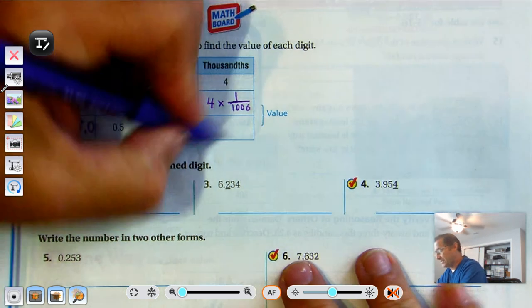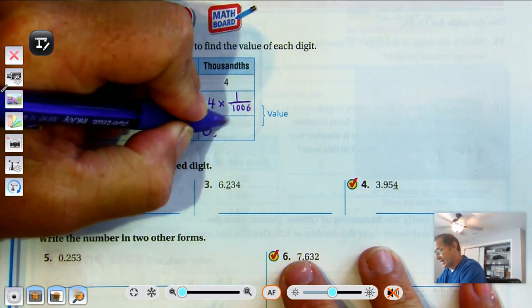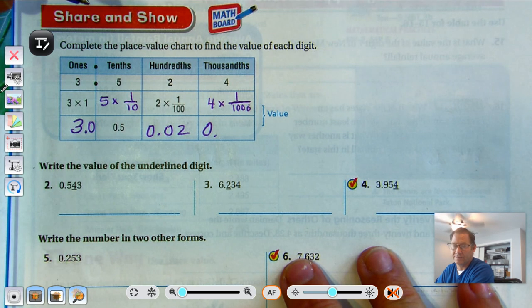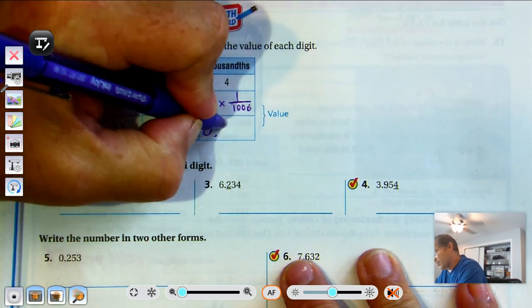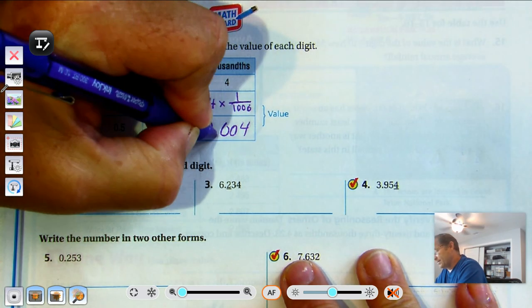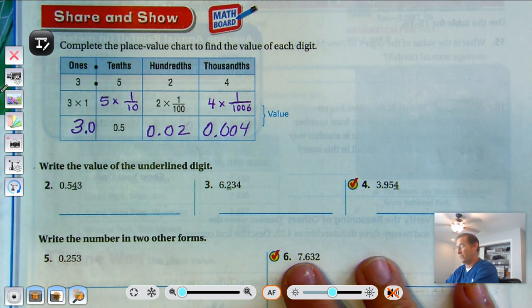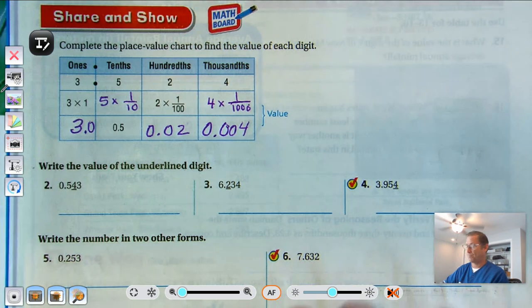Okay, 4 thousandths. Again, I wouldn't put 0.4 because that would be read as 4 tenths. I wouldn't put 0.40 because that would be read as 40 hundredths. I wouldn't put 0.400 because that would be 400 thousandths. So I need a value of 4 thousandths, which would be 0.004. Okay.